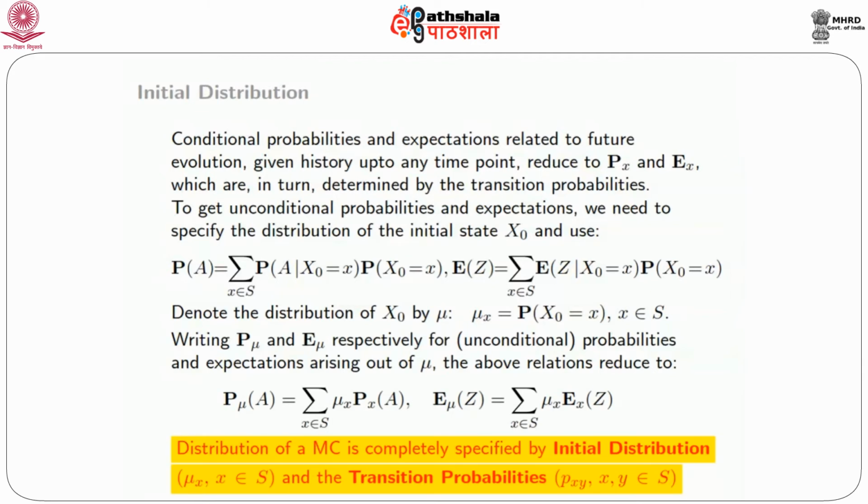So ultimately our upshot is that the distribution of the Markov chain is completely determined by the initial distribution and the transition probabilities. Another point that you should not miss is that this last formula for P sub mu A and E sub mu Z really tells you that at the end of the day, it's enough to know what the P sub x A's and E sub x Z's are. Once you know how to compute those things, then given any mu, finding P sub mu A and E sub mu Z is an immediate calculation based on the last written identity.